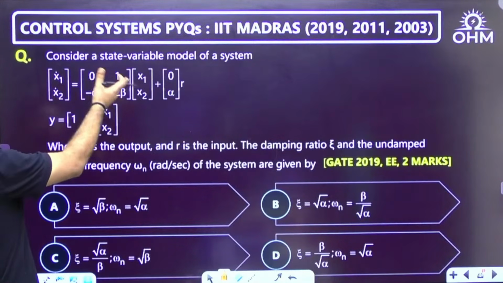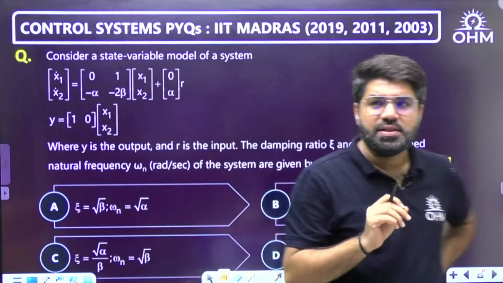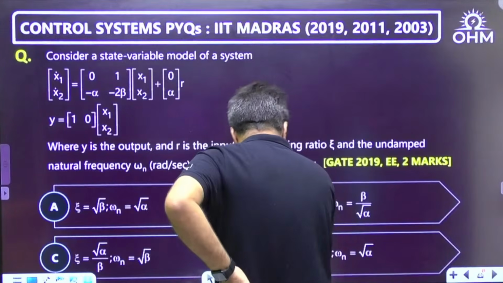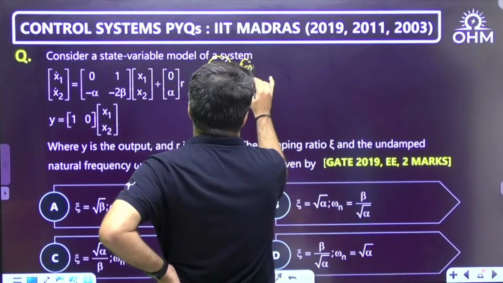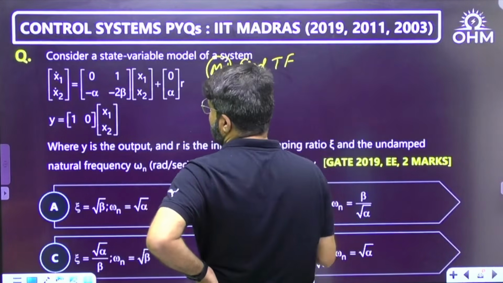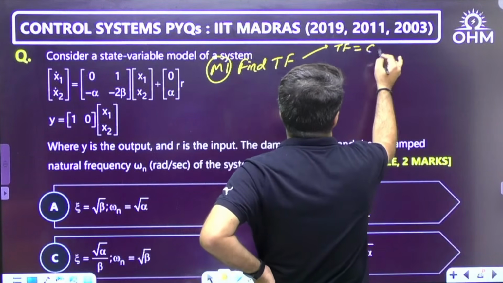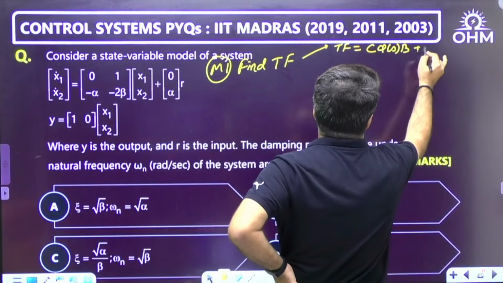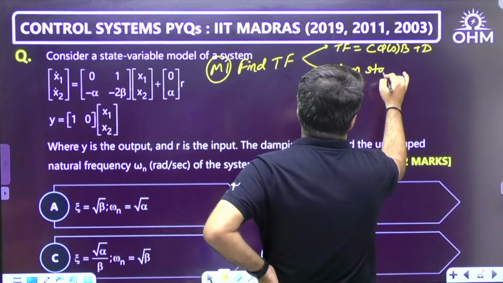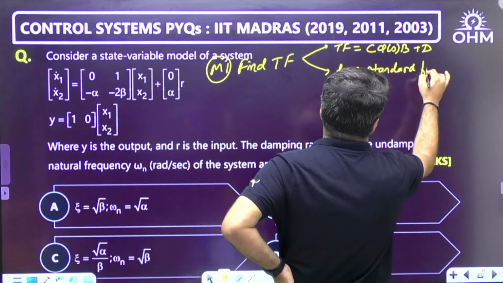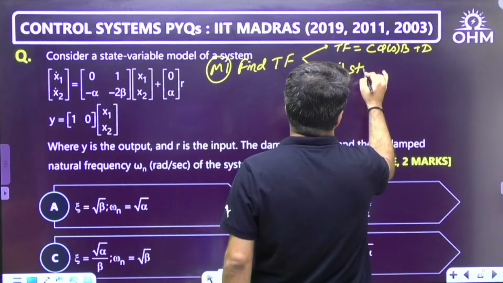2 cross 2 matrices means it is a second order system. There are two state variables. Now, number one is forming the transfer function. Number two, see here, there are two possible ways to think for this question. Method number one, find the transfer function. This transfer function also has two options. There is a formula for transfer function, C into phi S into B plus D, or another way is if it is any standard form. If standard form is given.